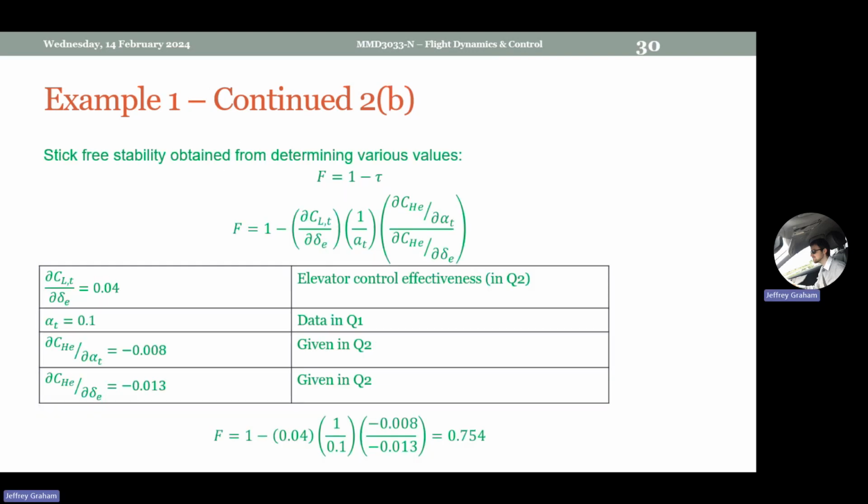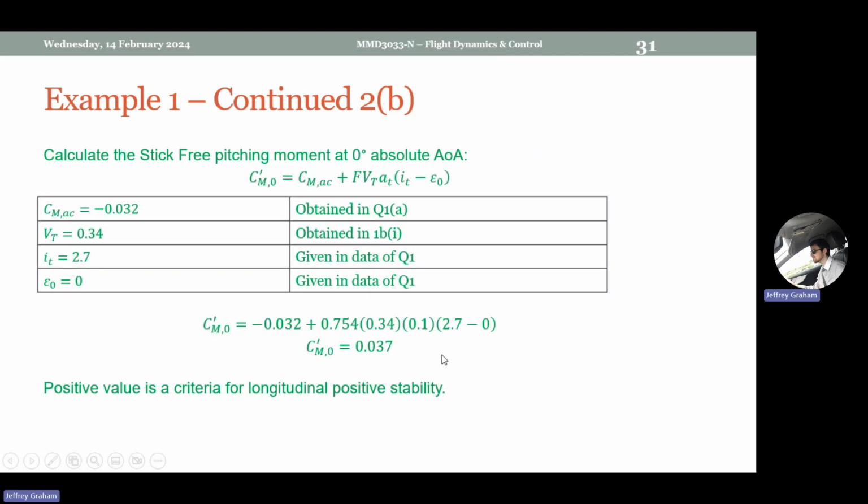Right, first off, obviously you have to work out our stick-free elevator factor, or F. 1 minus DCL over DE. So this is our elevator control effectiveness, straight from the question. Alpha T, straight from the question data. Our hinge moments with the two negative values that you've just seen there, and that gives us our F number of 0.754. Right, I'm going to use that to work out everything else.